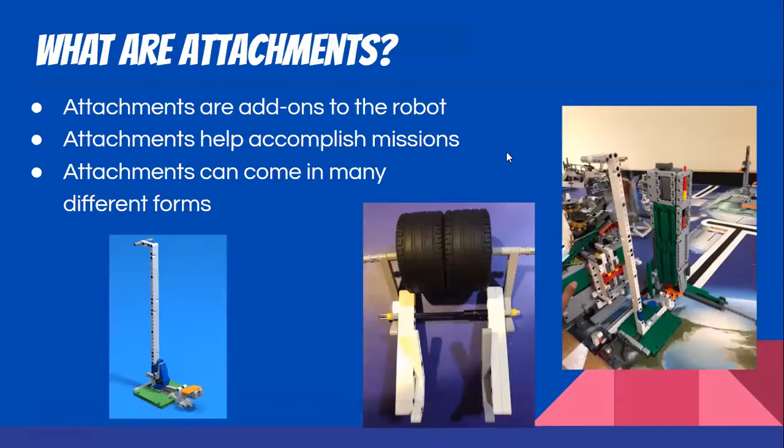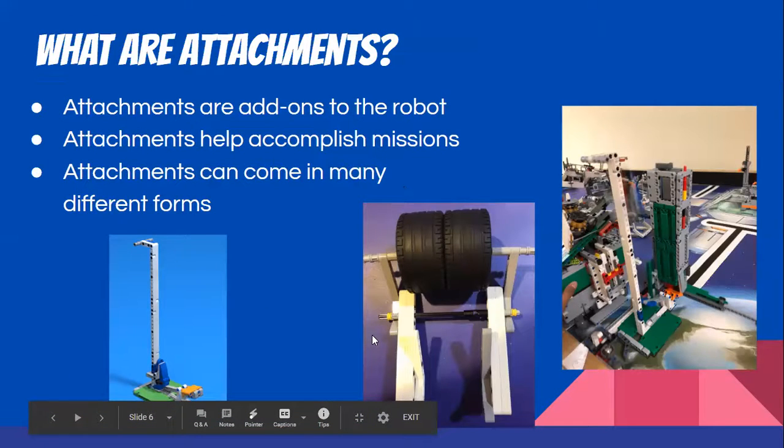So, as many of you said, attachments are add-ons to the robot, and they help accomplish missions. Attachments can come in many different forms, as they can be light, heavy, big, or small. You can see this mission model here, and it's from two seasons ago, the Into Orbit season. For the mission, you have to hit this orange launch pad to propel the rocket upwards. So this is one attachment.